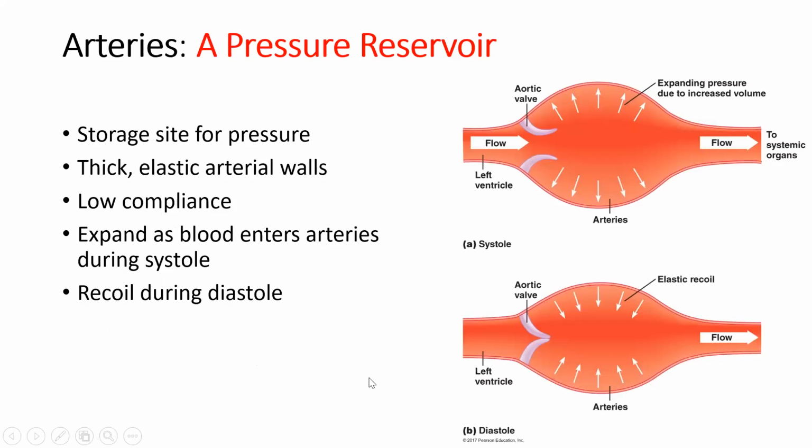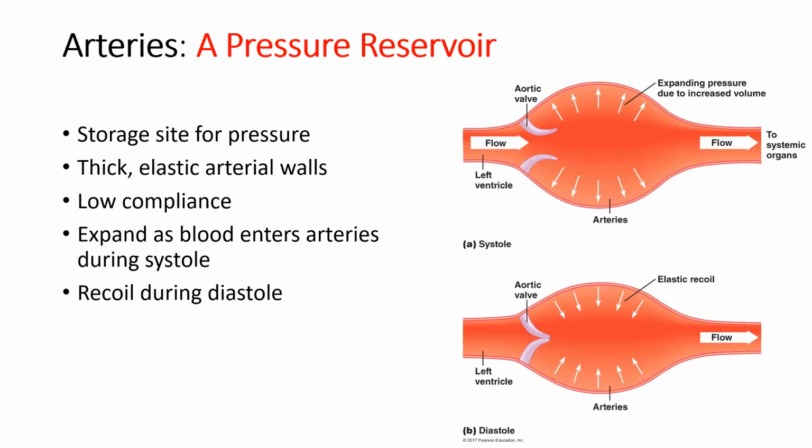Okay, let's talk about the pressure reservoir. So we can refer to our arteries as being a pressure reservoir. And later on, you're going to hear me refer to the veins as being a volume reservoir. So two really important functional differences between arteries and veins. Arteries have this ability to store pressure. We talked about this last semester as we looked at the pressure in the aorta, which is the mean arterial pressure throughout the cardiac cycle.